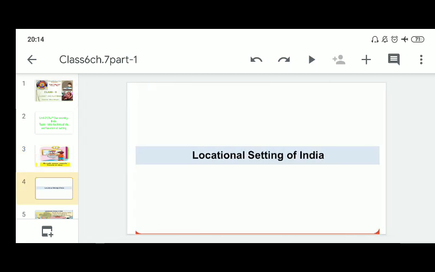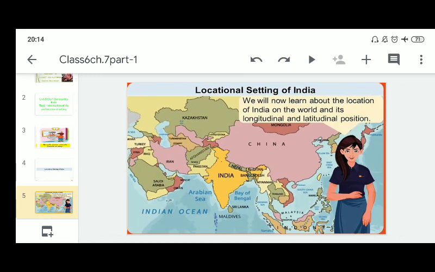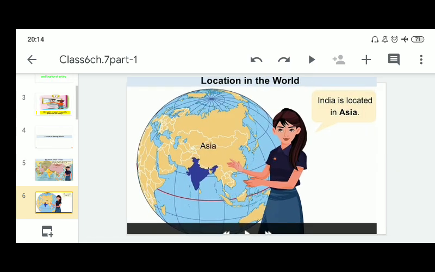So, locational setting of India. So you know children that India is a big country, and so today we will know about the location of India in the world and its longitudinal and latitudinal position. So you know children that India is located in Asia, in the Asia continent. So Asia is the largest continent out of the 7 continents of the world.